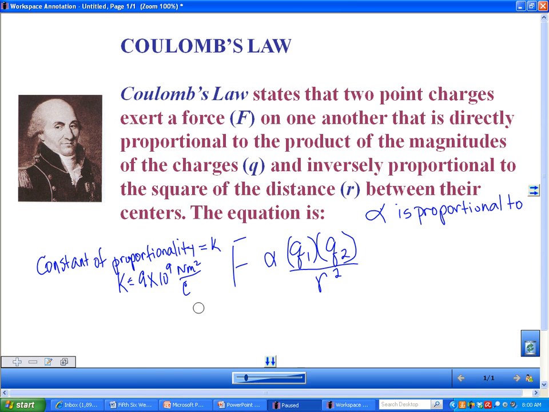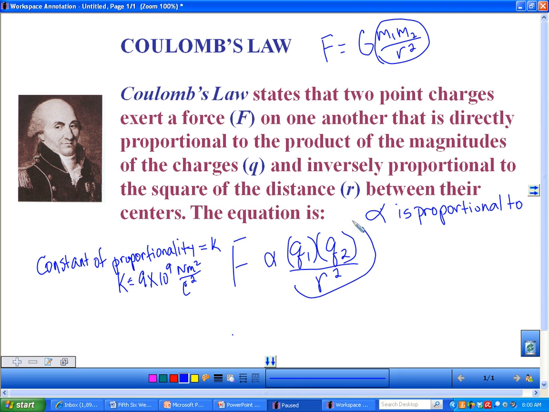Coulombs squared. Too much chemistry in my life. There we go. All right. Do you remember this equation right here from last semester? Do you see the similarities between this and this? Gravity is only attractive, would you agree? This force can be attractive and repulsive. This is a constant of proportionality, and we used, what, 6.67 times 10 to the negative 11th?